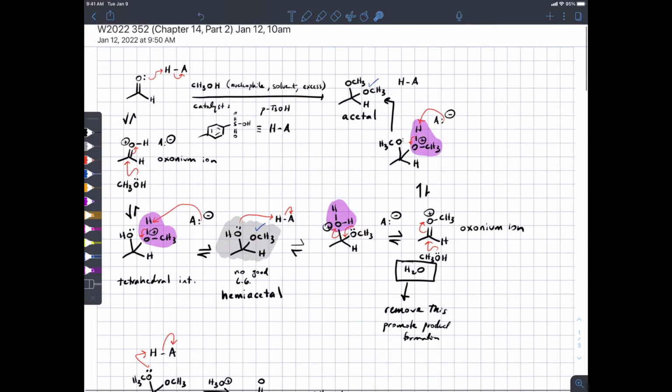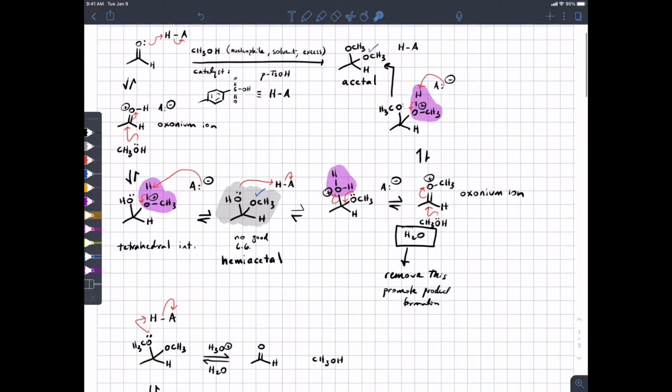Okay, so using proton transfer to swap who's the good leaving group, all of these are equilibrium steps. We drive the reaction forward by removing water. Okay, any questions you want to ask about that?